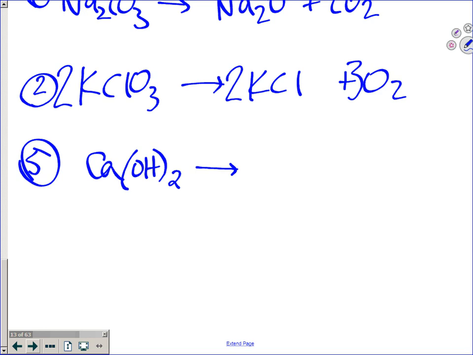Metal oxide plus water, right? So this has to break down into water as one of the products, and it has to make a metal oxide. What's the metal oxide? Calcium oxide, which is CaO, 2 and 2 down to 1 and 1. You guys can balance.